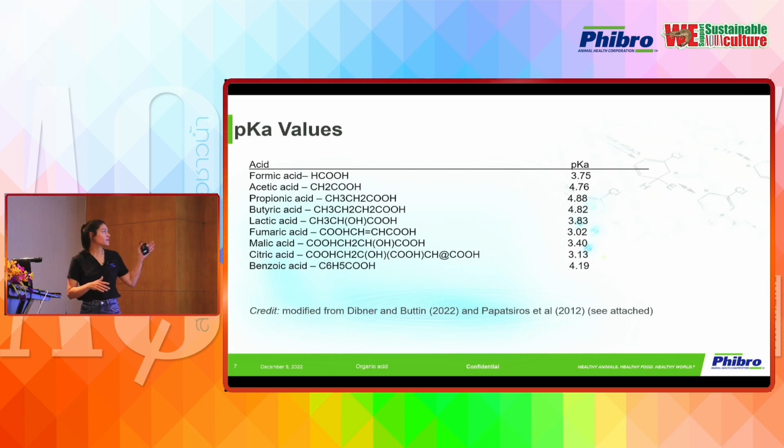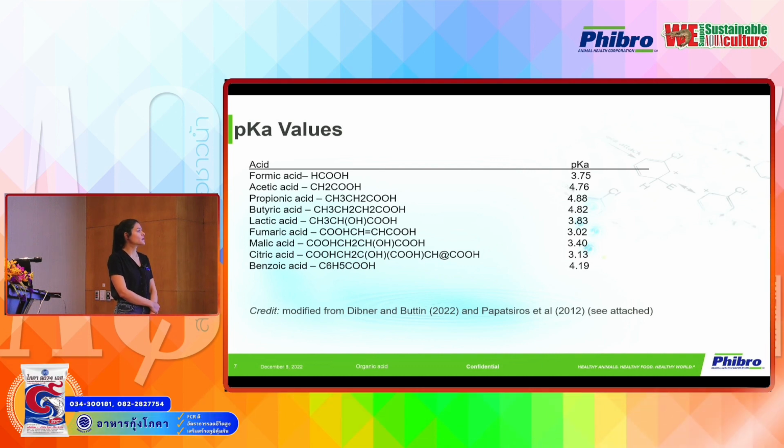If we look here, this is just an example of some of the organic acids that exist in the feed industry, and you can see the different pKa values. I'll say that fumaric acid probably has the lowest pKa value in this group, and it has a very strong effect on the metabolic system compared to propionic acid, for instance, which has a very high pKa value and will have a very strong antimicrobial effect.